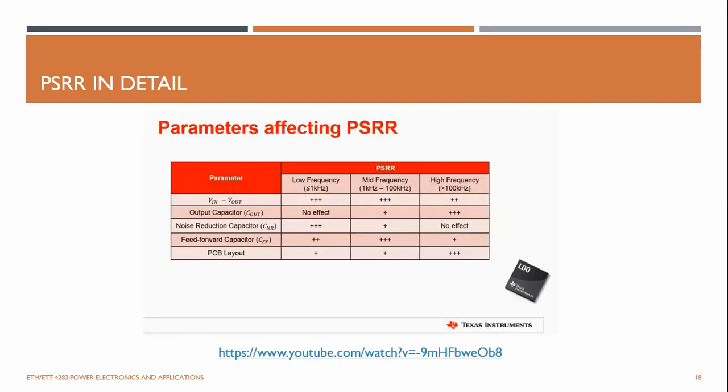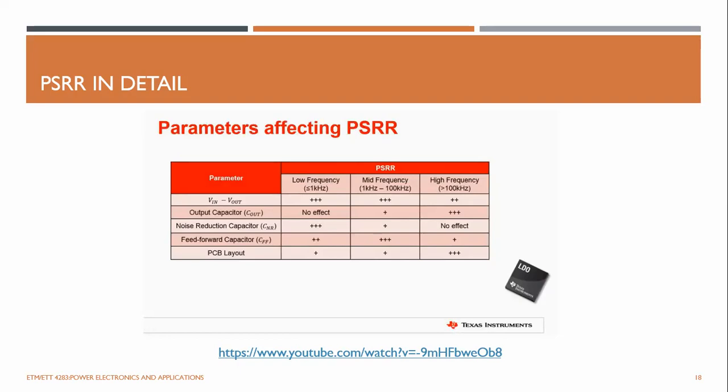Now we've seen that by adjusting the Vin to Vout delta and the output capacitance, we can improve PSRR for a particular application. These are by no means the only variables affecting PSRR. As you can see, the table shown outlines other various factors that come into play. For instance, using the last example, changing the output capacitance will have little to no effect at lower frequencies, but has an impact at higher frequencies. Whereas changing the noise reduction capacitor will have no effect on higher frequencies, but will have a major impact on lower frequencies.